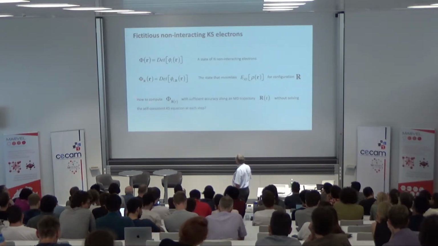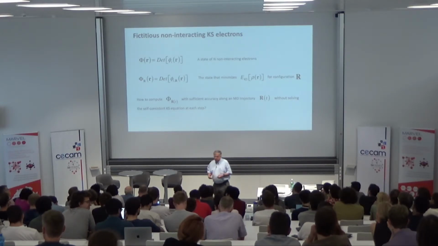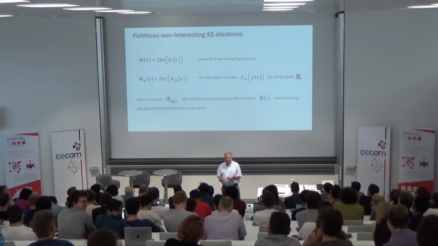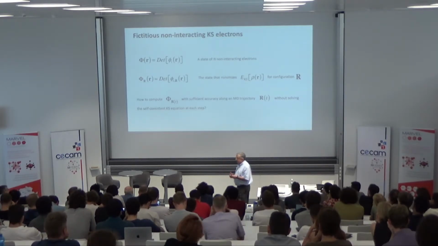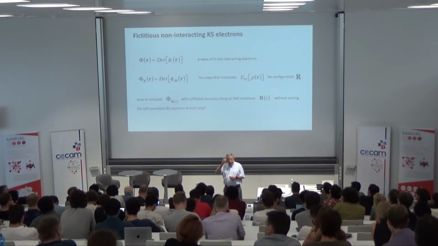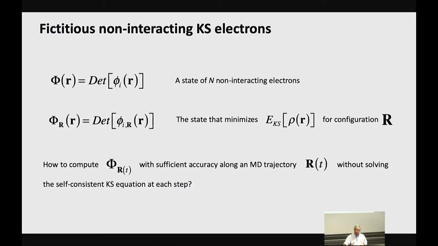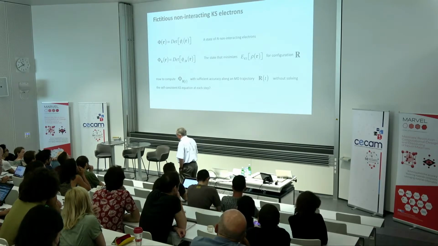Now the question is, if we want to use the Kohn-Sham energy to drive molecular dynamics, we need to compute this thing efficiently and fast in order to be able to do that for many steps during a molecular dynamics trajectory. And so how can we do without solving the self-consistent Kohn-Sham equation at each step?